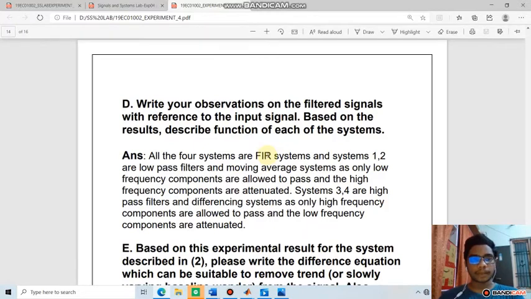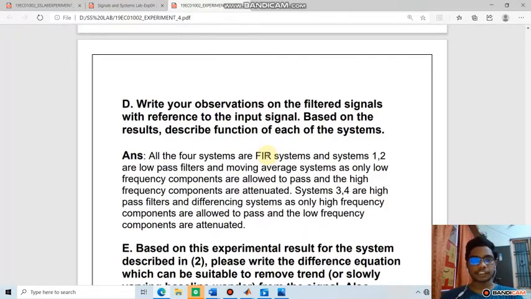Now moving on, in part D, we are asked to write observations on the filtered signals. Based on the results, we can say that all the four systems are finite impulse response systems, and systems 1 and 2 are low pass filters and moving average systems, as only low frequency components are allowed to pass and high frequency components are attenuated. Similarly, systems 3 and 4 are high pass filters and differencing systems, as only high frequency components are allowed to pass and low frequency components are attenuated.